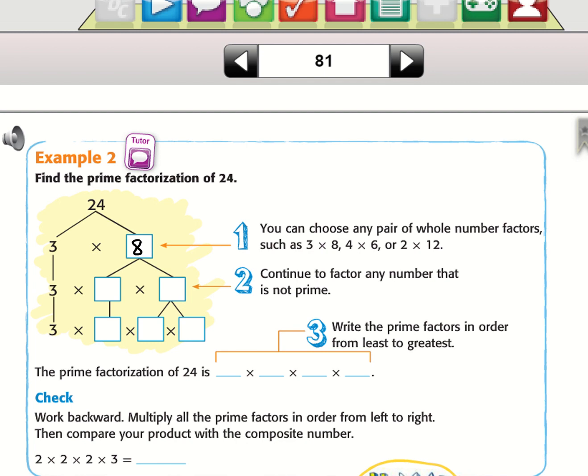So we have 3 times 8, and we can split that up by 2 times 4 equals 8. Now my 3 is a prime number already, so it drops down. My 2 is a prime number, so that's just going to drop down. 4 is not prime, 4 is composite, so I can split up 4. 2 times 2 equals 4. Now that I have all prime numbers at the bottom, I can go ahead and order them from least to greatest. So I have 2 times 2 times 2 times 3.